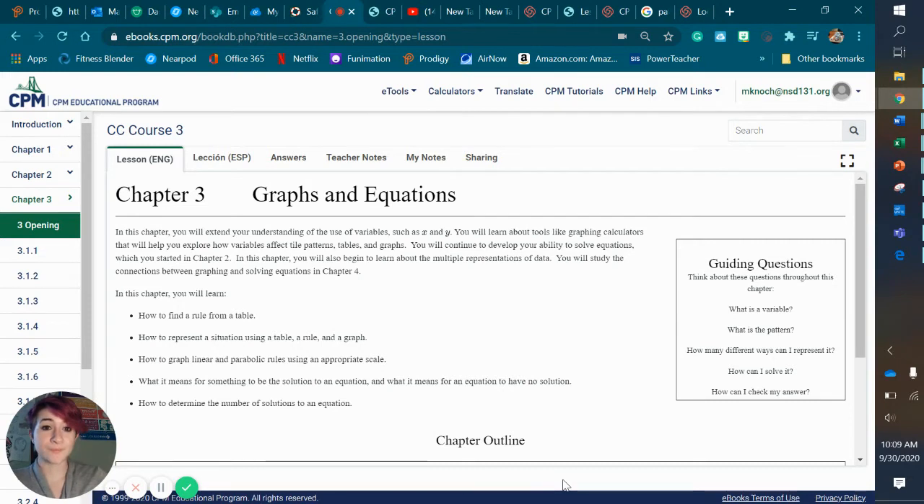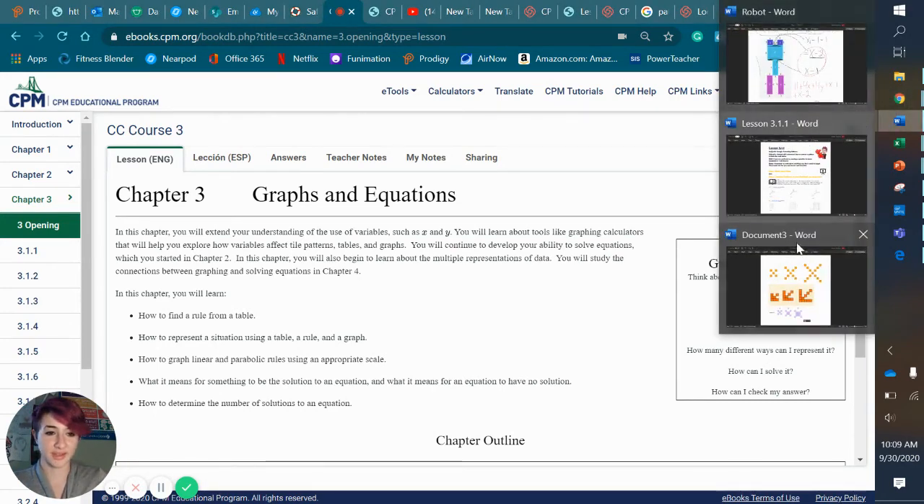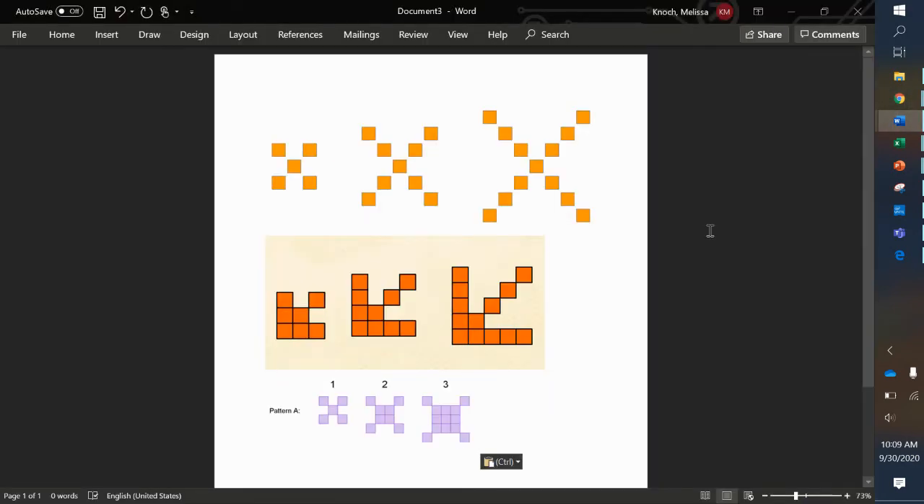Today, though, you are working on patterns. So the emphasis of Chapter 3 is patterns, graphs, and equations. And we're going to put them all together in Chapter 4. So what I want to show you guys today is 3 examples to kind of get you guys thinking about patterns before I let you go on this lesson. So we're going to draw on these.